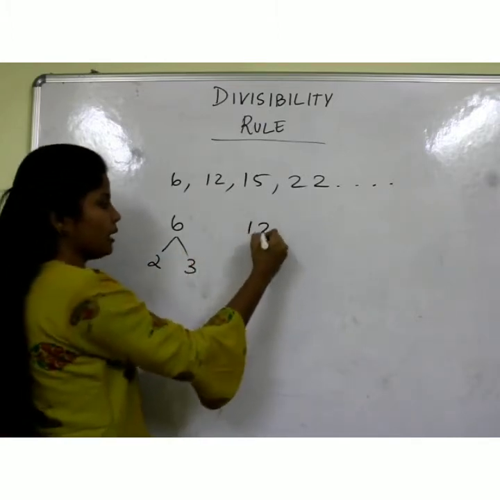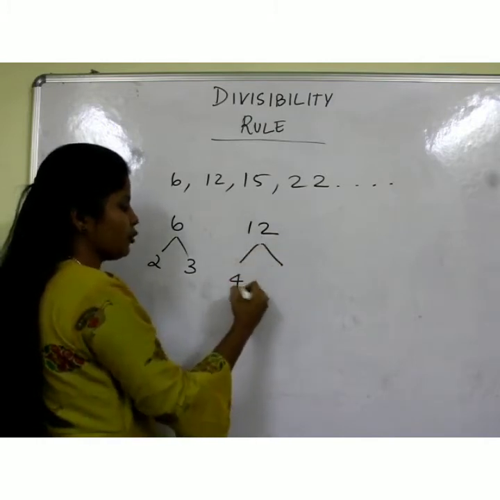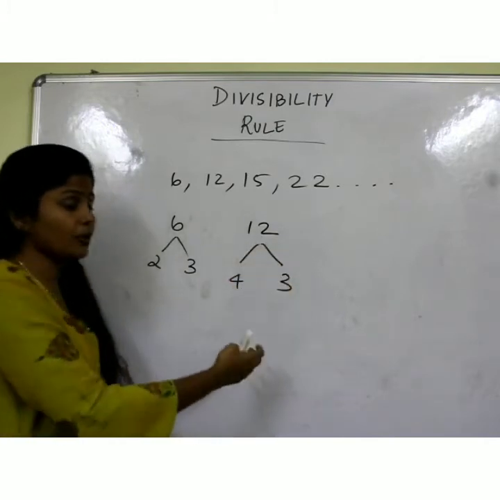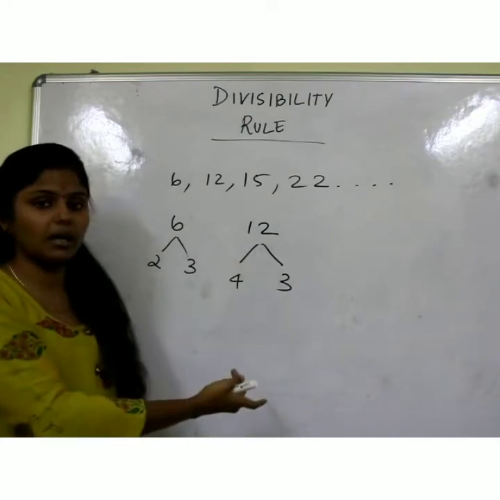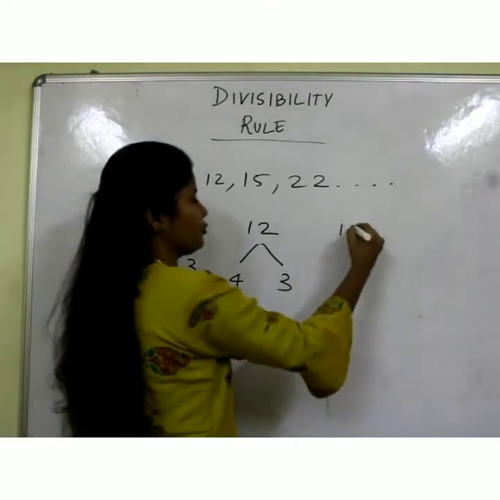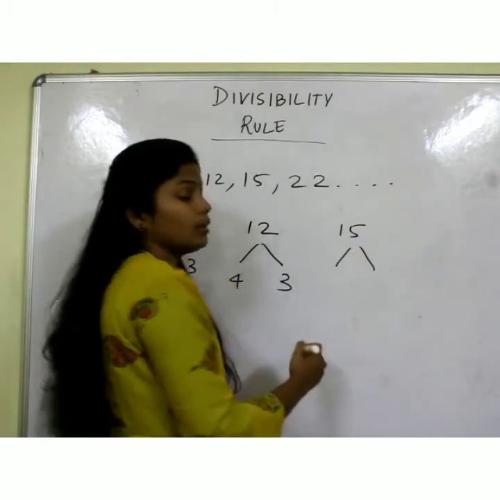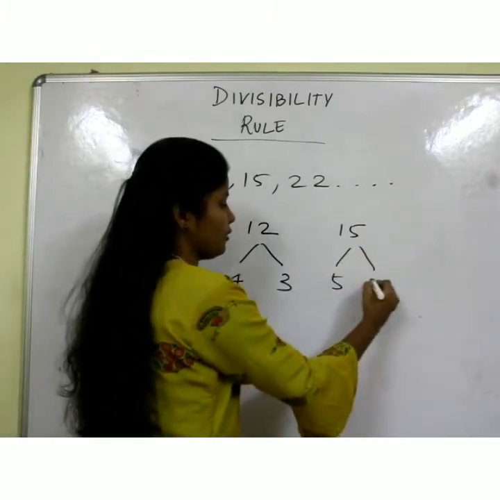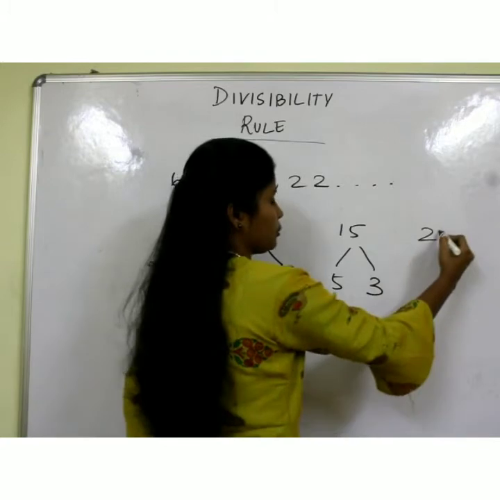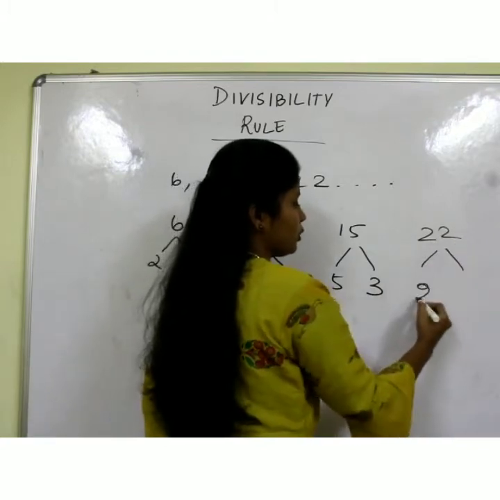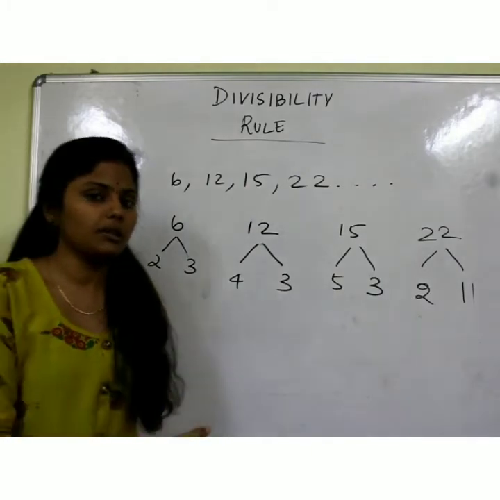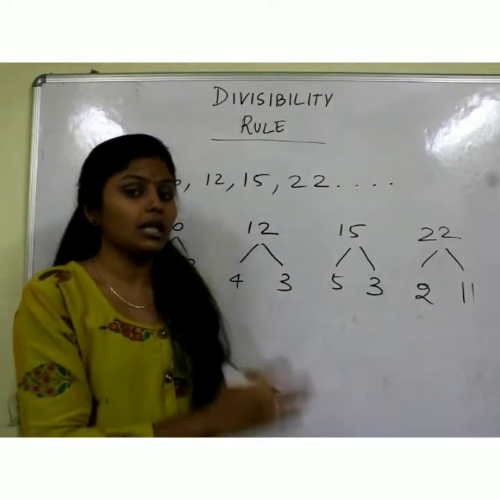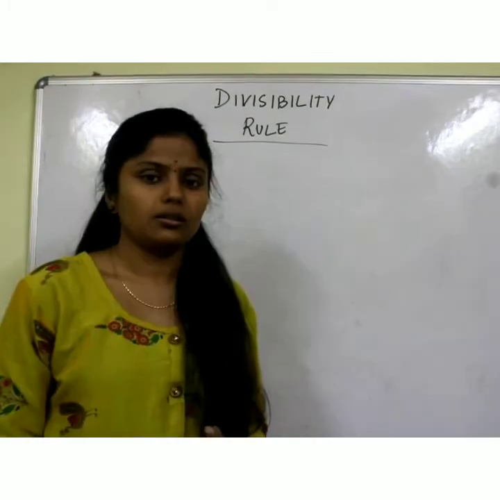Similarly, for 12, I am going to split it as 4 and 3. So if a number satisfies the divisibility rule of 4 and 3, then the number is divisible by 12. Similarly, for 15, it should satisfy the divisibility rule of 5 and 3, and for 22, it should satisfy the divisibility rule of 2 and 11. So in this manner, you can frame the divisibility rule of all the other numbers except for the prime numbers.